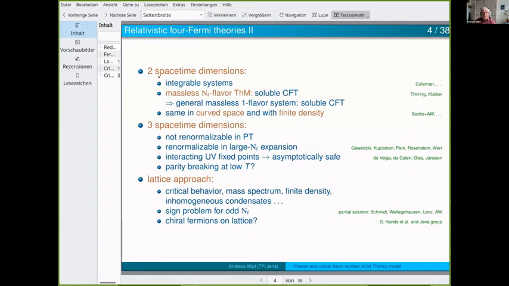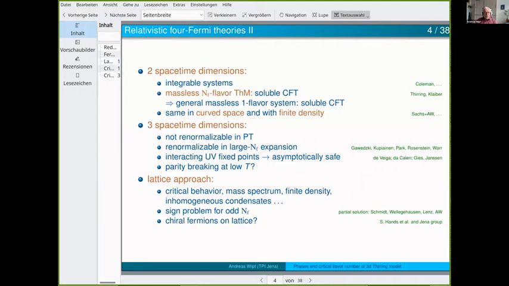And also this, you essentially know everything what is written here. Here we'll concentrate on 4-Fermi theories in 3 space-time dimensions, which are renormalizable in the large N expansion. And the question we will look at is about UV fixed points in the Thirring channel, so to say, in the Thirring model. We will use a lattice approach.